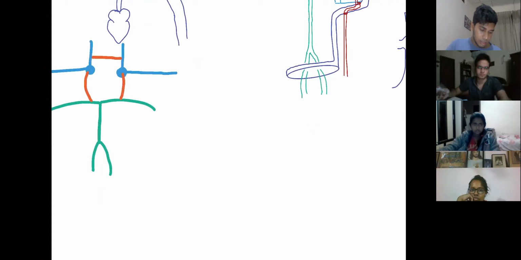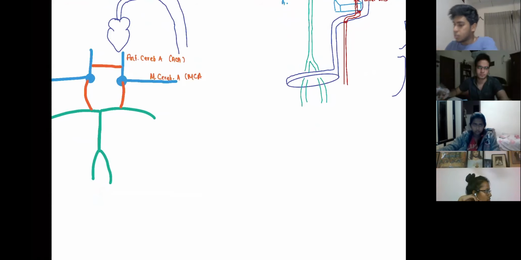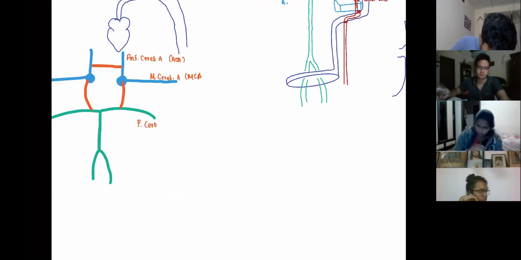Okay. I hope you guys understand these. Let me label it: anterior cerebral arteries, ACA, middle cerebral arteries, MCA, and this is the posterior cerebral arteries, the PCA, and this is the basilar artery, and these are the vertebral arteries.